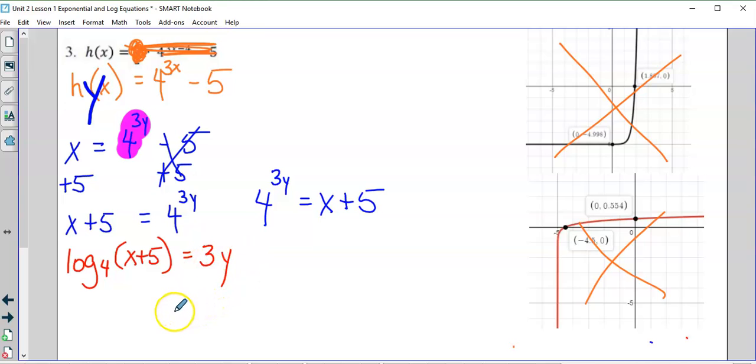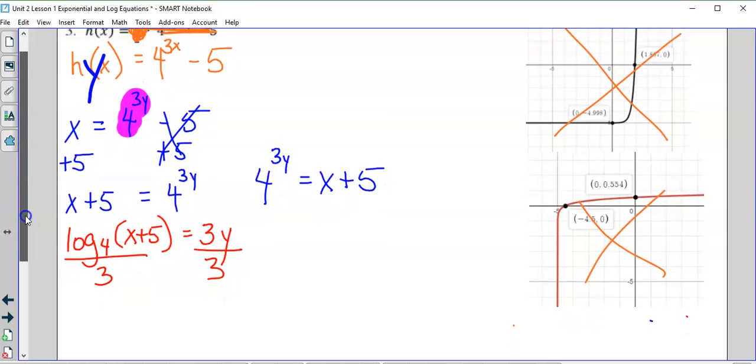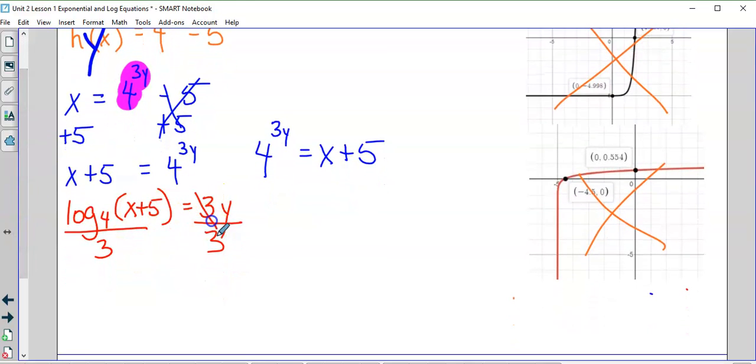So I'm still trying to get y by itself. I'm still trying to isolate the y. So I need to do something to both sides to get y by itself. Well, it's multiplied times 3. So just like a regular equation, I need to divide everything by 3. So when I do that, that gets rid of that, and I have y by itself.